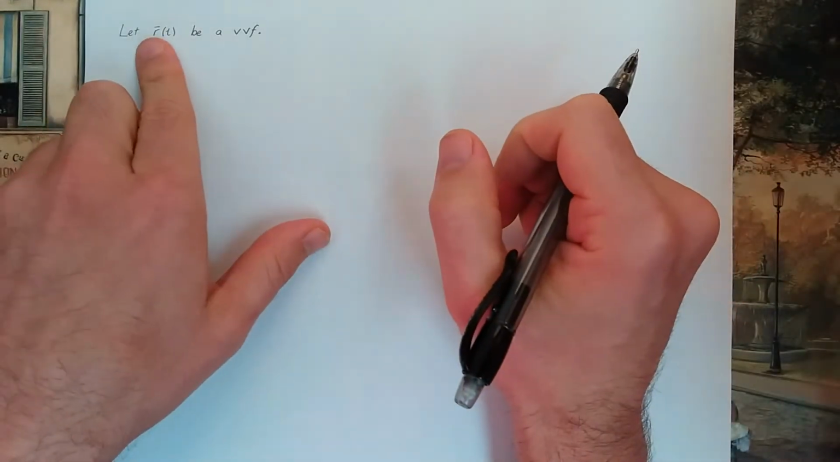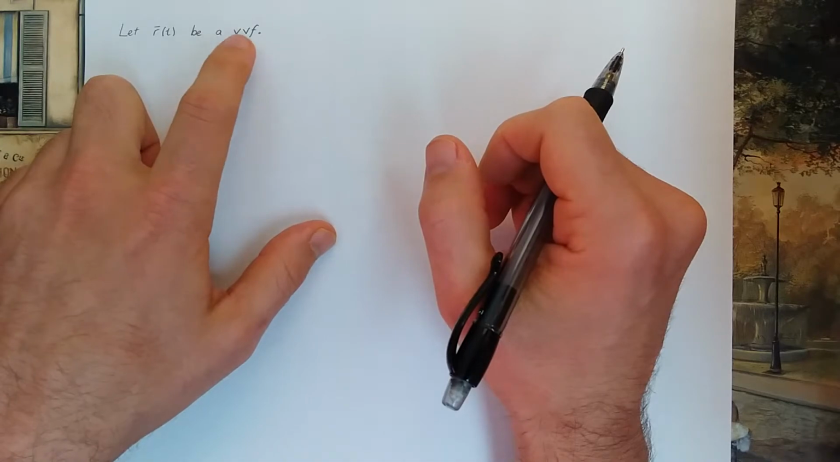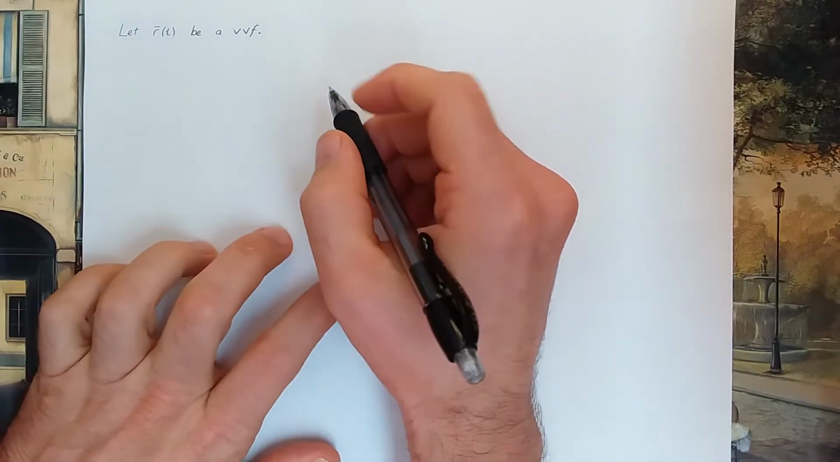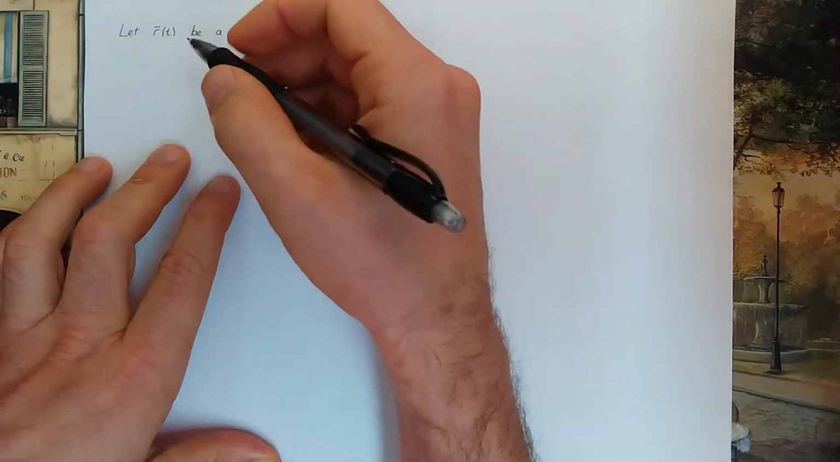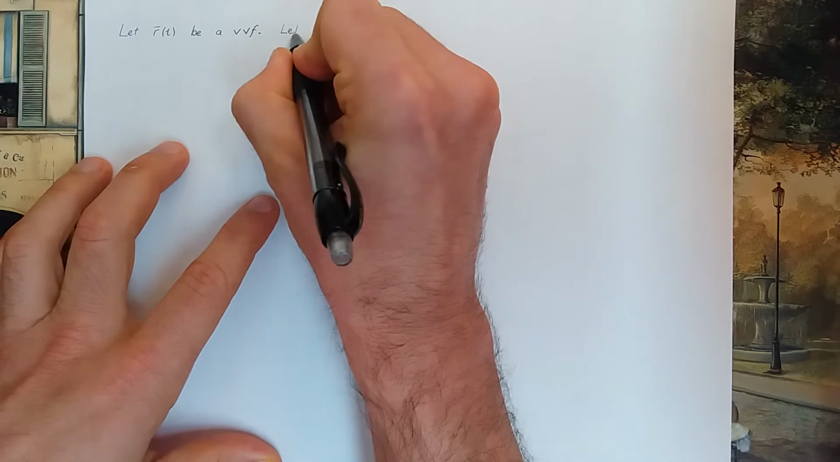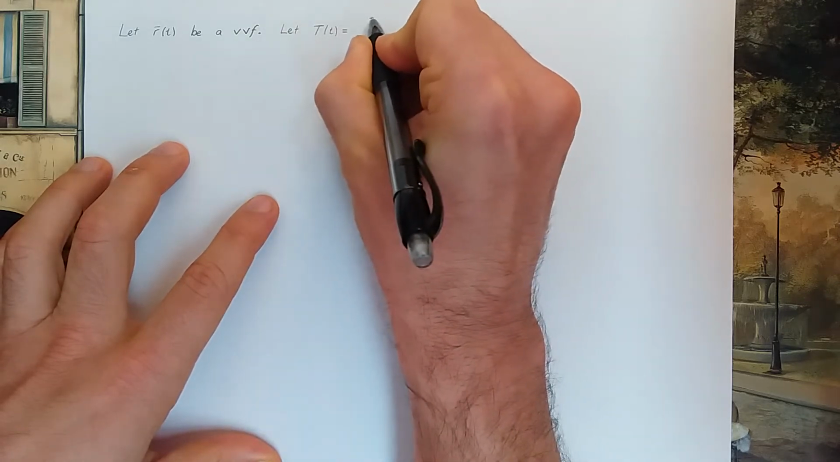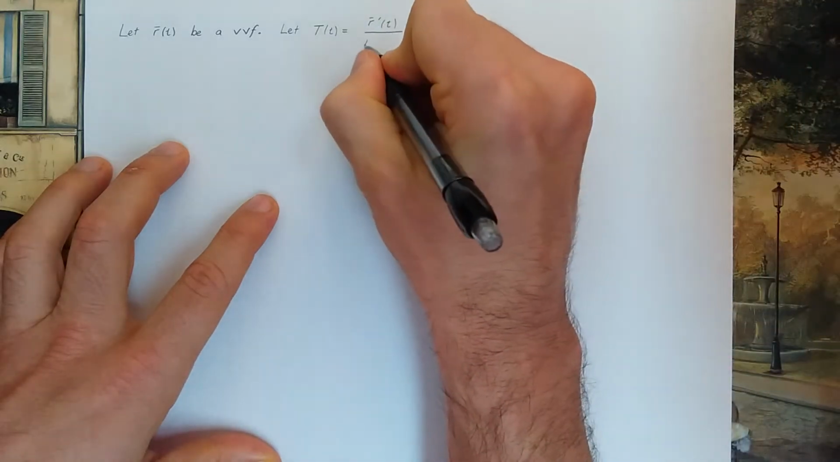So let r be a vector-valued function. We're using vector-valued functions to track moving objects in space. We're going to define three vectors related to your vector-valued function. We're going to define capital T to be the derivative of your vector-valued function divided by its length.